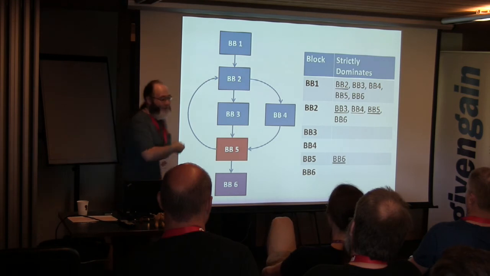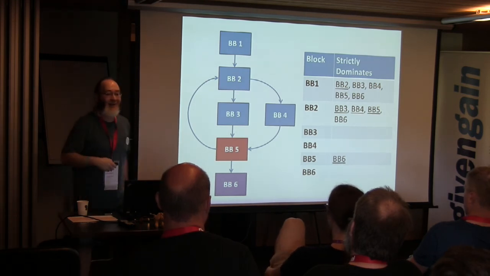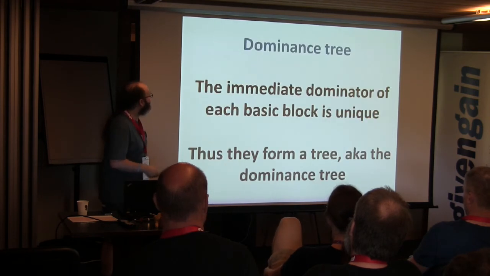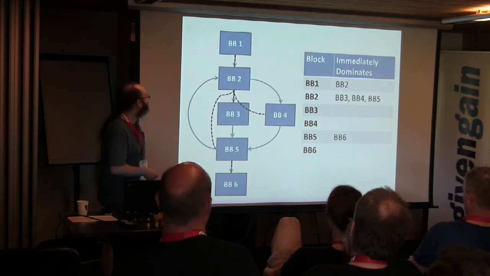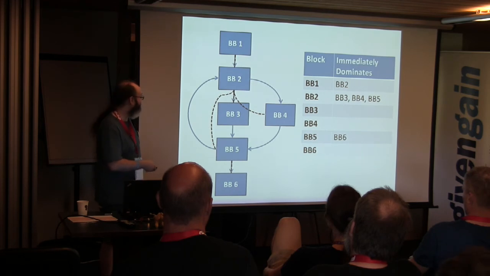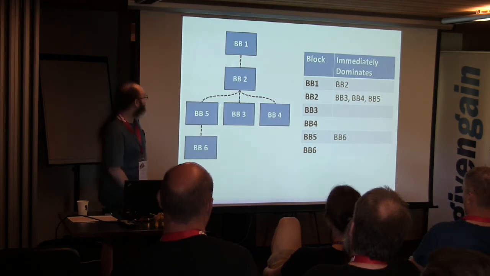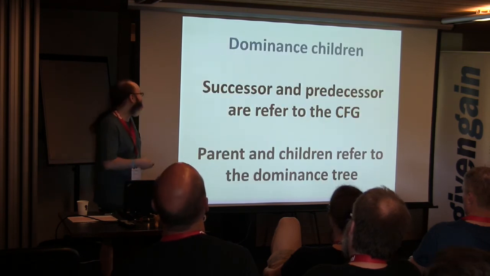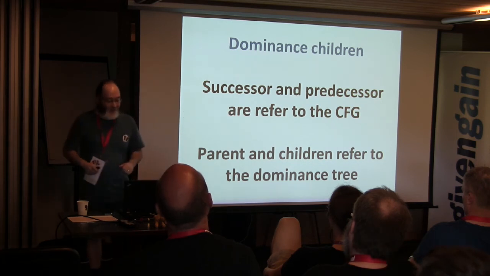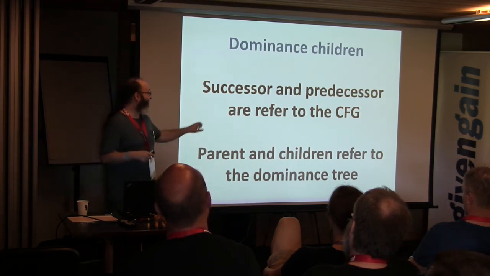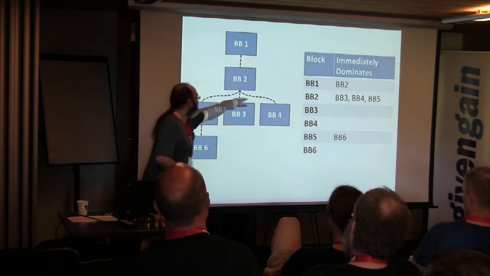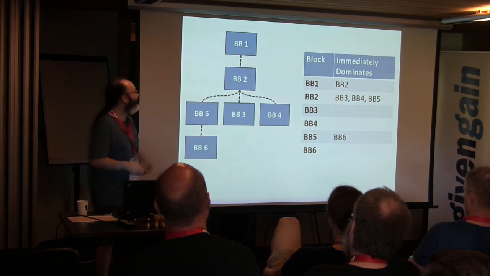Now, if you're better at thinking about graph theory than I am, you might realize that these are unique. If we just take them, okay, and we actually plot them, they form a tree. Okay, so if we do that, and then we can get rid of those, and if we just shuffle things around, it even actually looks like a tree now. And we call this the dominance tree. And successor and predecessor are about the control flow graph, parent and child are about the dominance tree. Okay, so these are node 2's dominance children, we would say.